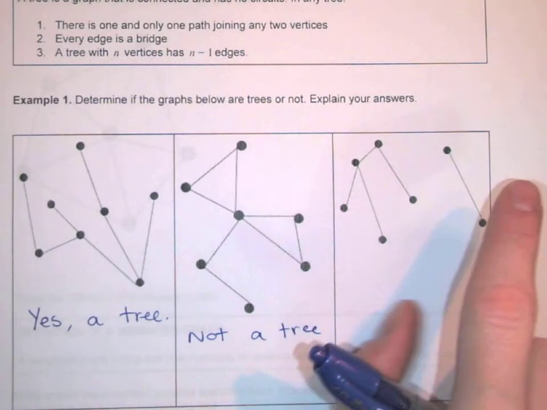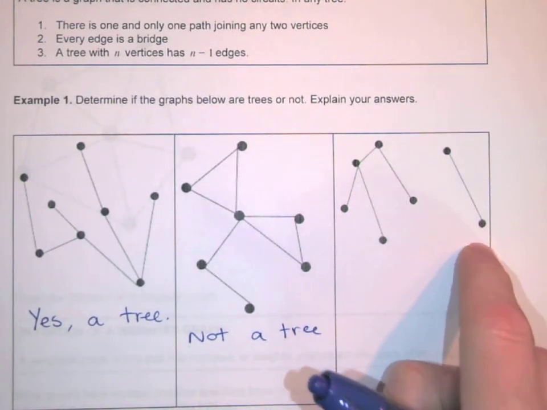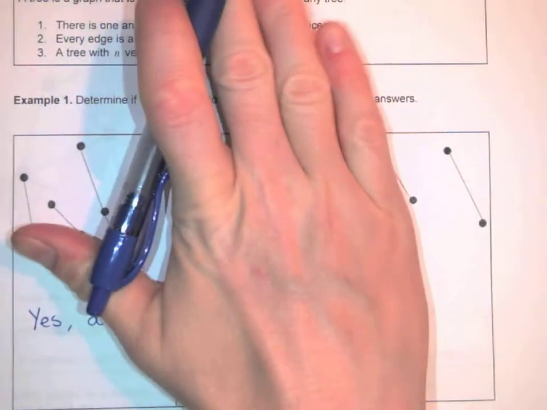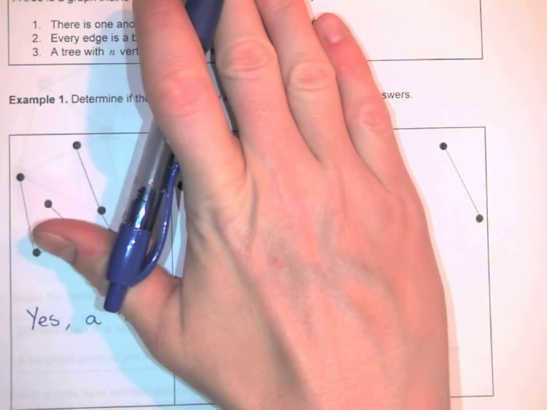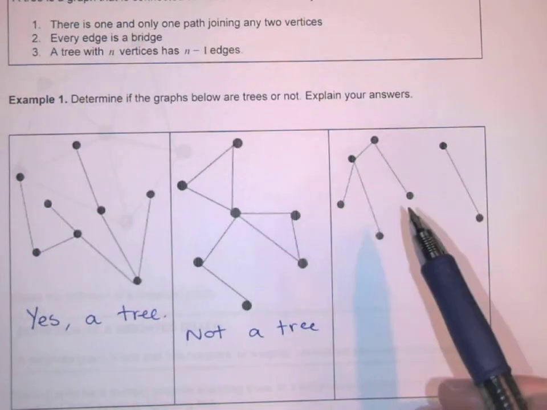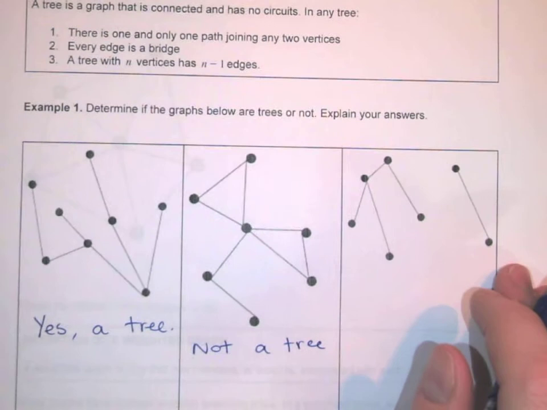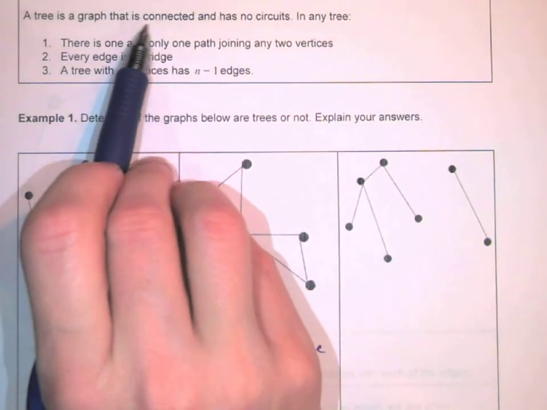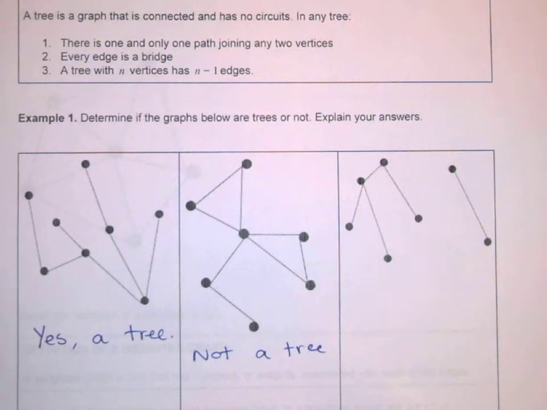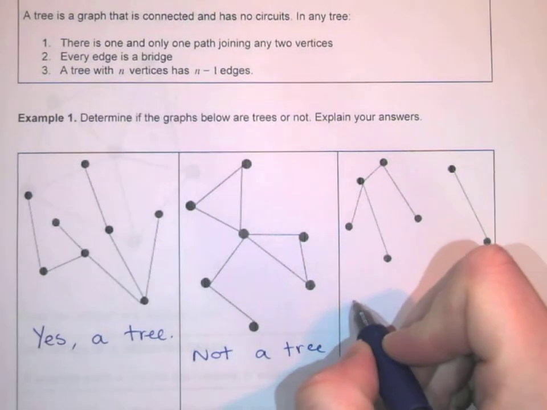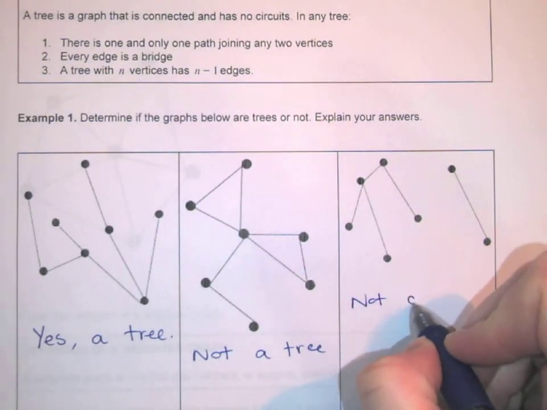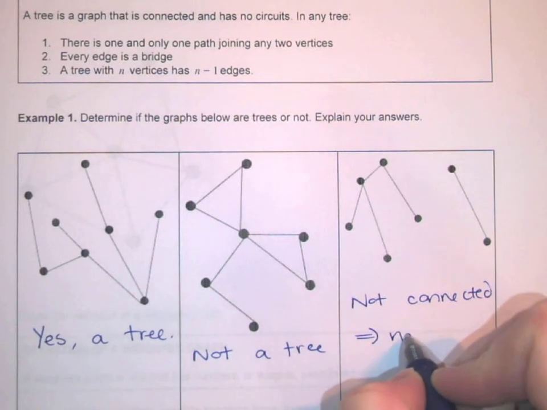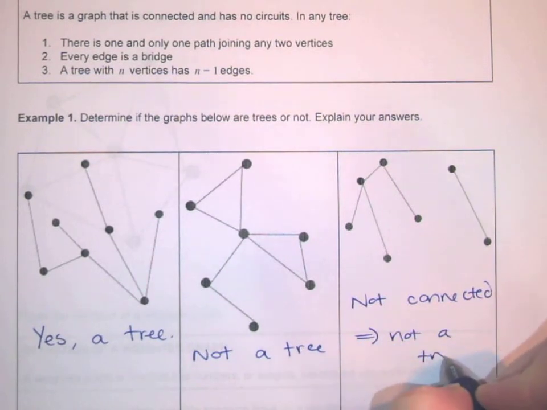And then lastly, this half of the graph on its own is a tree. This is a tree, but it's not connected. So if the graph is not connected, it automatically is not a tree. That's the first thing in our definition. So not connected, not a tree.